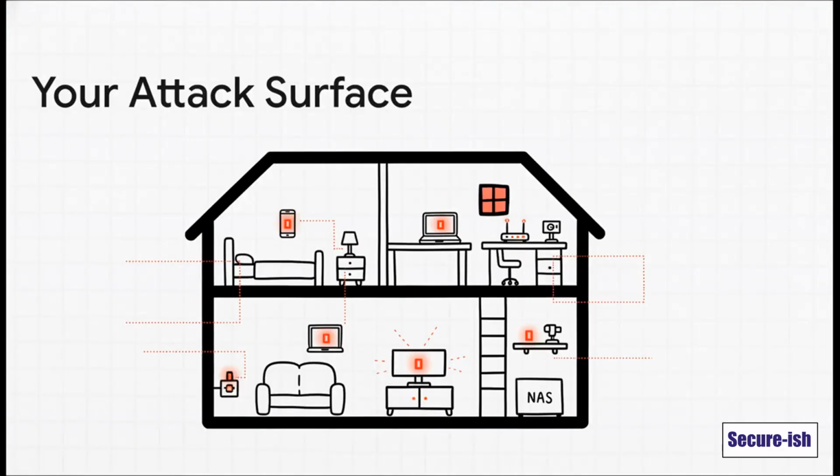So what does this actually look like in your own home? Well, take a look. Your attack surface includes all this stuff. Your smartphone, of course, your laptop, your gaming console, even that big smart TV, and those little smart plugs you have everywhere. Every single one of these gadgets is another potential door or window into your digital world.